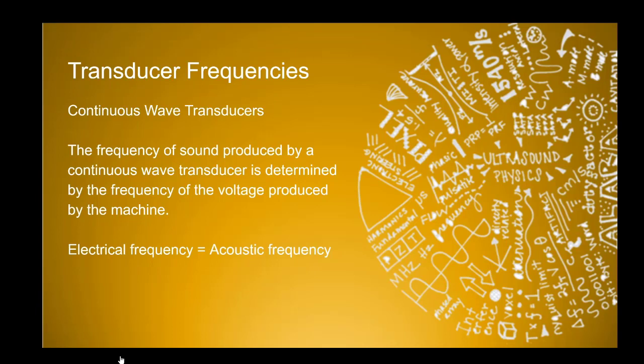So in continuous wave transducers, super simple. The electrical frequency that is applied through the wire to the piezoelectric material is the acoustic frequency. So a 7 megahertz volt is sent to the piezoelectric, 7 megahertz sound comes out. Pretty simple. Continuous wave, easy peasy, electrical frequency equals acoustic frequency.